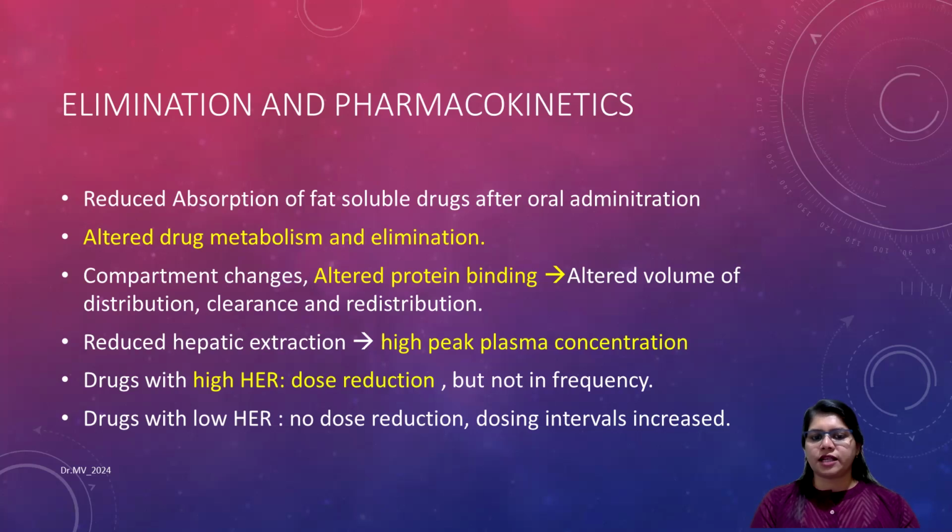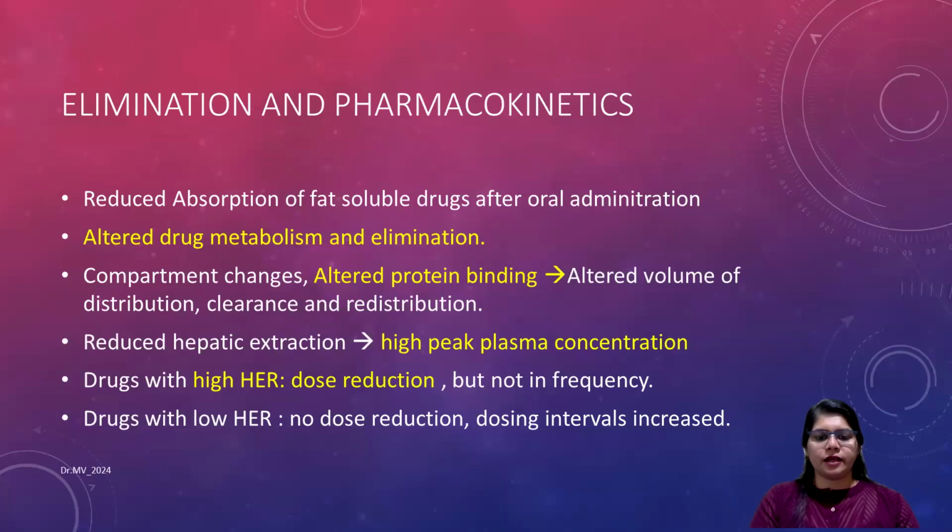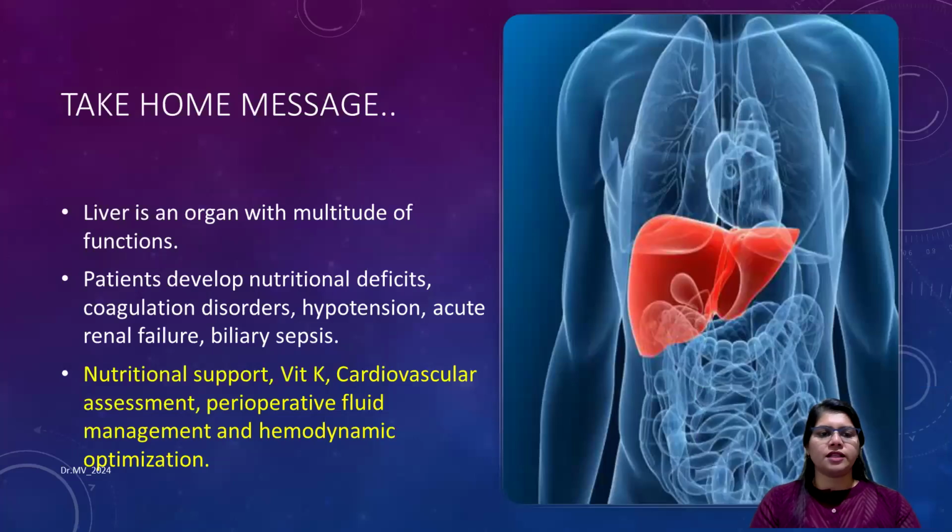Because of the reduced hepatic extraction, there can be a high peak plasma concentration of the drugs which are bound by albumin. For the drugs with a high hepatic extraction ratio, you should take care that there is dose reduction and not a reduction in frequency. But for the drugs with a low hepatic extraction ratio, there need not be any dose reduction, but the dosing intervals need to be increased, like diazepam, digitoxin, etc.